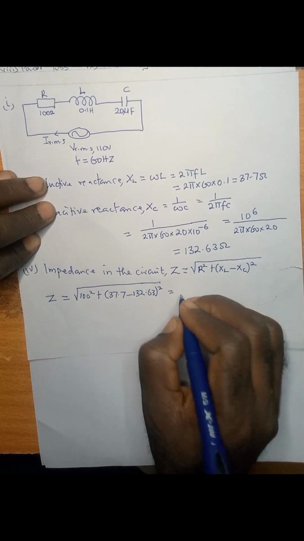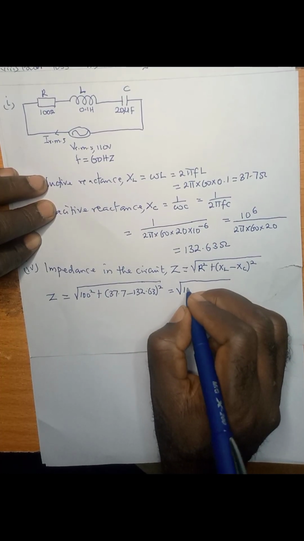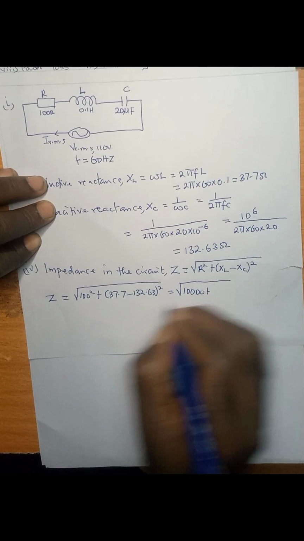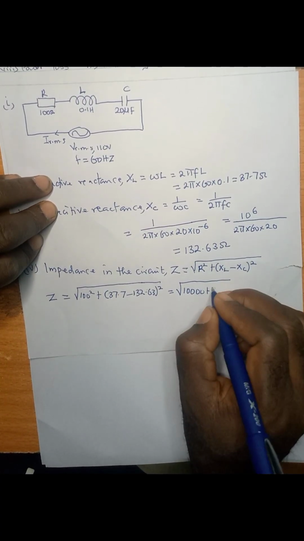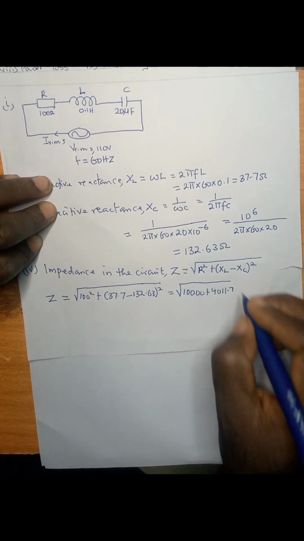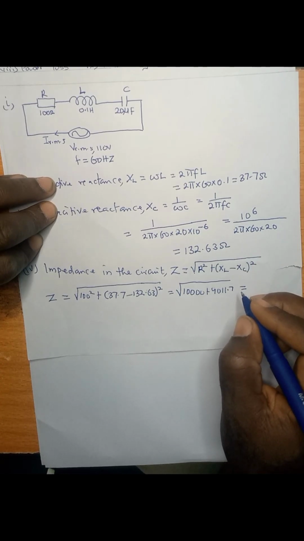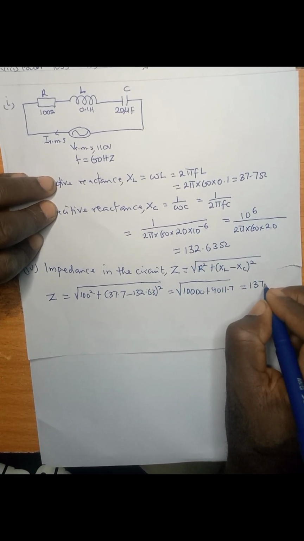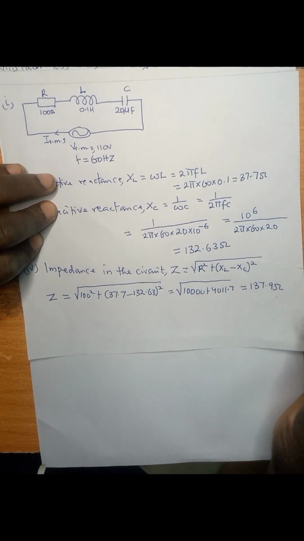When we evaluate this, the square root of 100 square will be 10,000. Then plus, when we evaluate the bracket squared, it will give us 9011.7. Then by the time we add it together and take the square root, we are going to have 137.9 ohm.